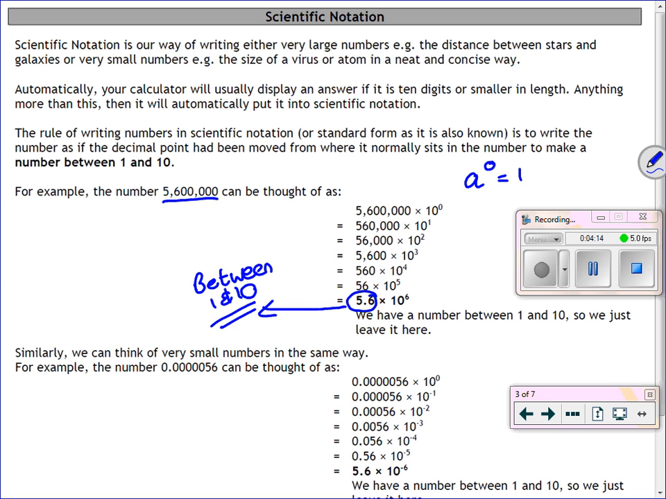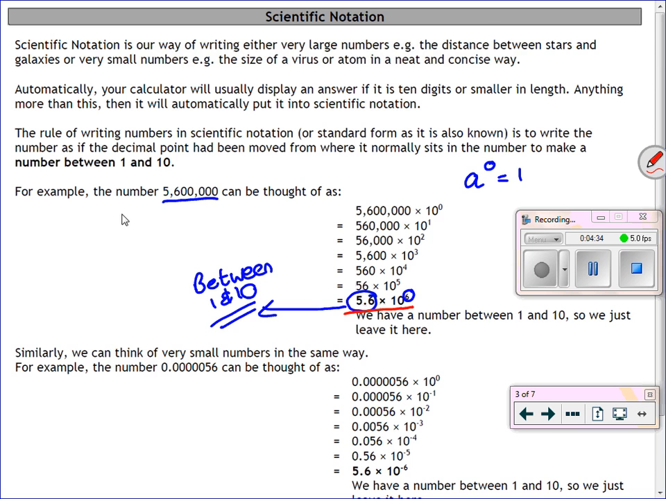The amount of times that we multiply that number by 10 becomes the power, and this whole thing here is scientific notation form. Sometimes we call it standard form, sometimes it's called scientific notation. It means the exact same thing.